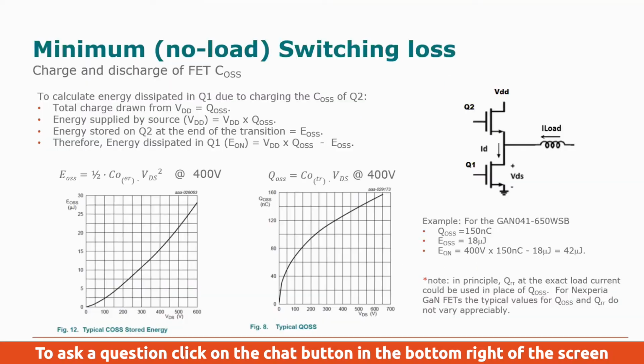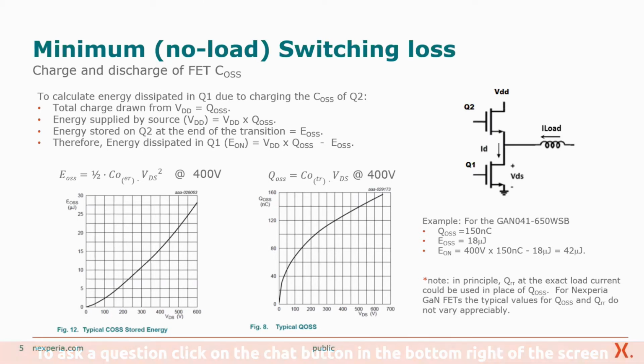So here are the steps we use to identify that loss. We start by recognizing that the charge drawn from the high voltage supply, VDD, in this transition is going to be QOSS, the output charge. Think about Q2. It starts with zero charge because it has zero voltage. At the end, its VDS is at VDD. Therefore, its output capacitance must hold a charge of QOSS.